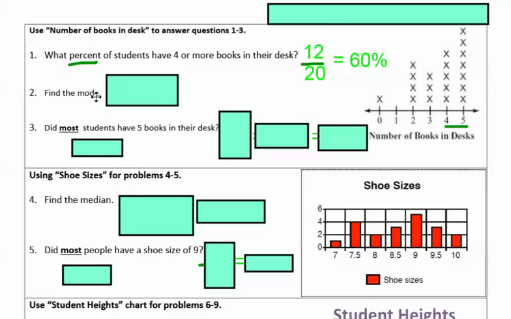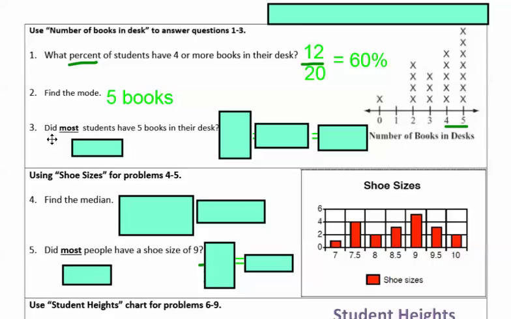Next, find the mode. So guys, what number of books would be the mode? Which number was the most number of books in a desk? Well, that would be 5 books. All right, our next question. So, we know that the most number is 5, but now they ask, did most students have 5 books in their desk? Now, this is much different than just the mode. All right, the mode is what we see the most of.